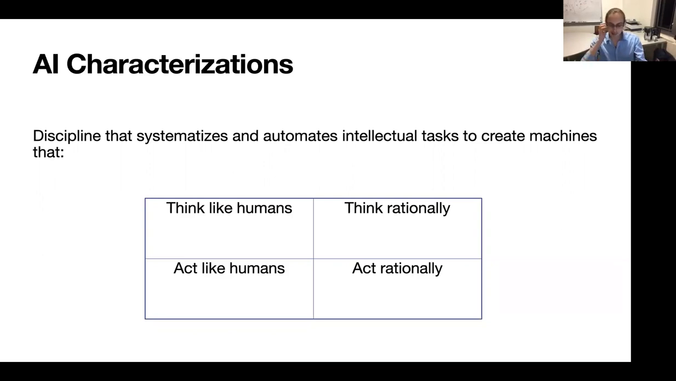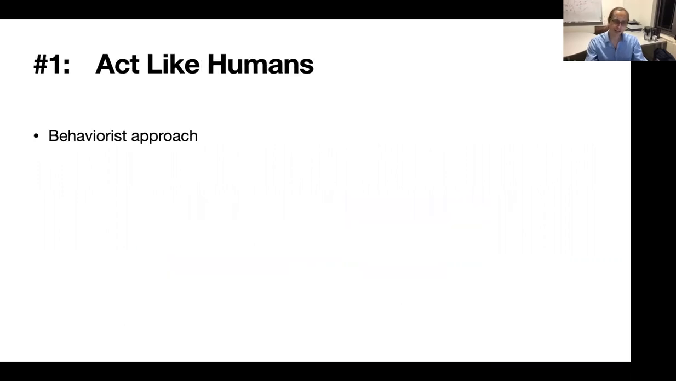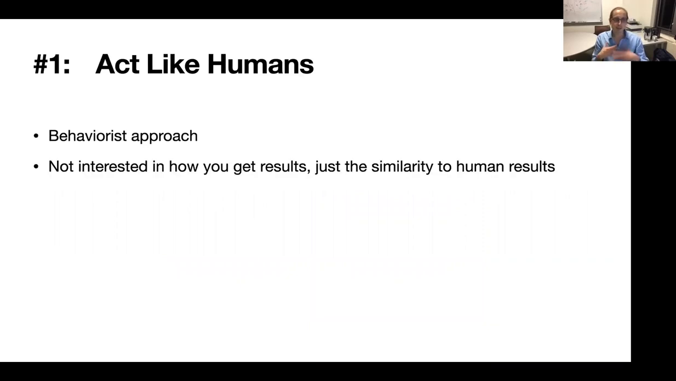This breaks down into these four components, so let's talk about them one by one. What do we mean by each of them? What do we mean by the bottom left, acting like humans? This is a behaviorist approach. We're not interested in how you get the results, but just how similar you are to human results.